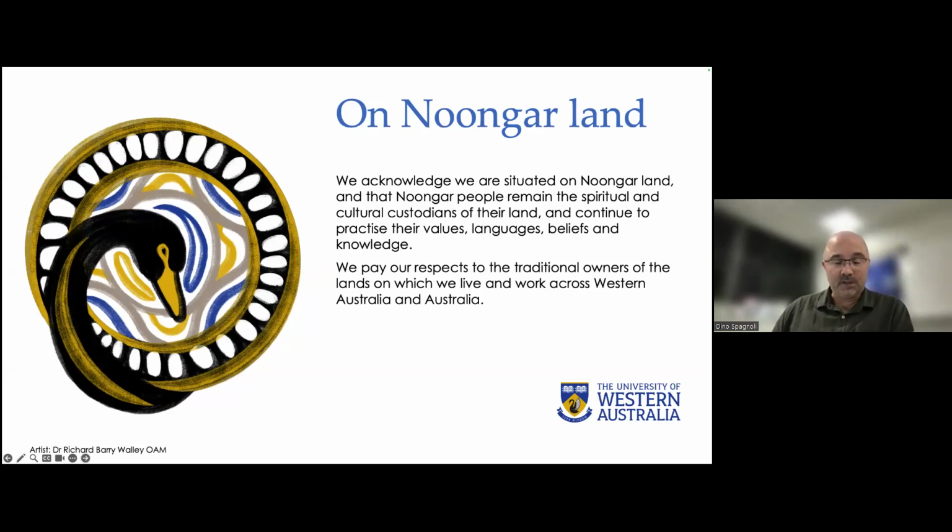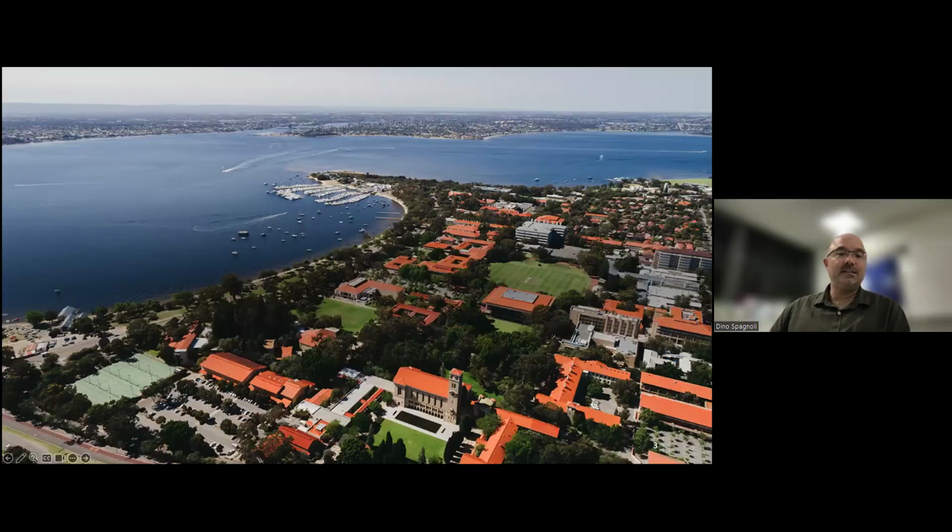To give you an idea of what this beautiful land looks like, this is a shot of the campus of UWA where I work. I'm doing my part for the tourist board of Western Australia to show you what a beautiful place it is to work. This is the Swan River that we have here in Matilda Bay, and this is the campus. And this is the building that I'm speaking from at the moment. So it's a beautiful place.